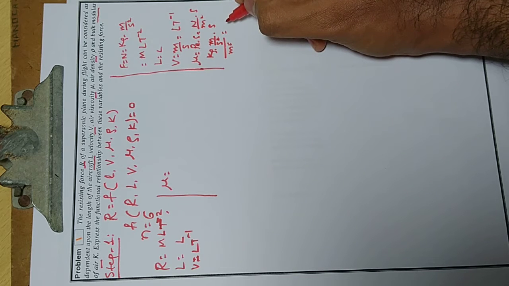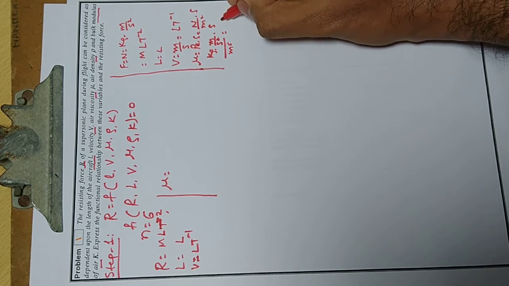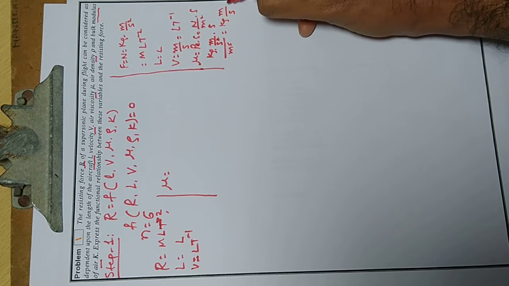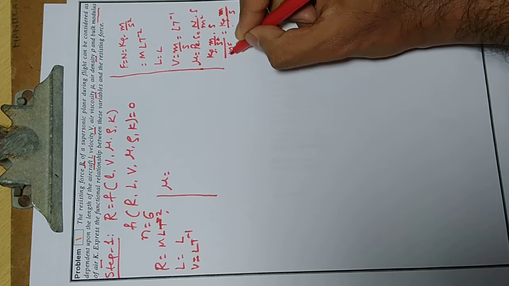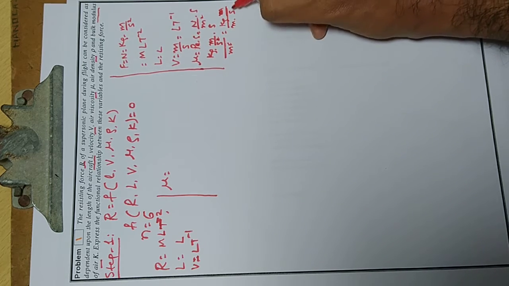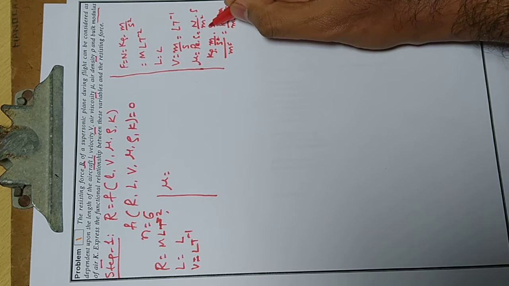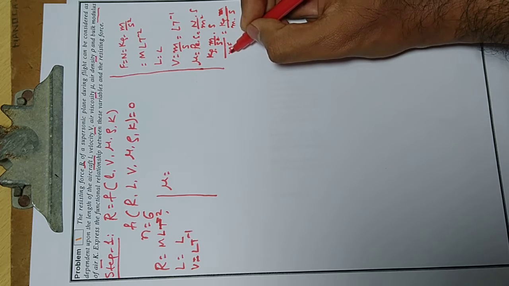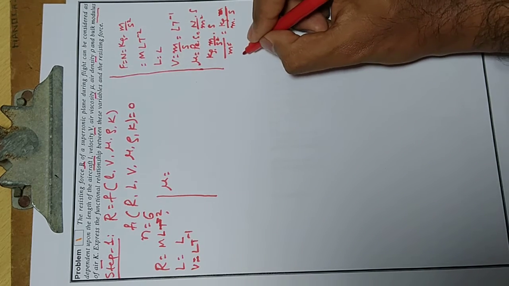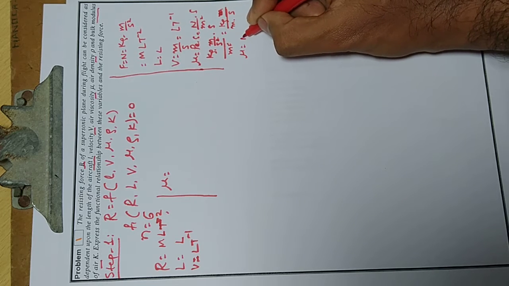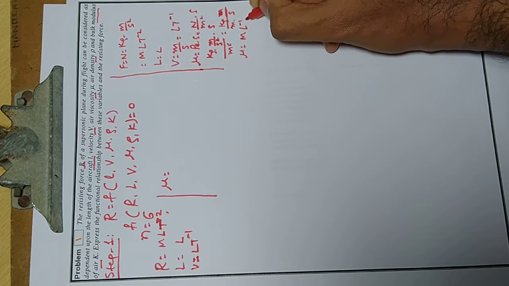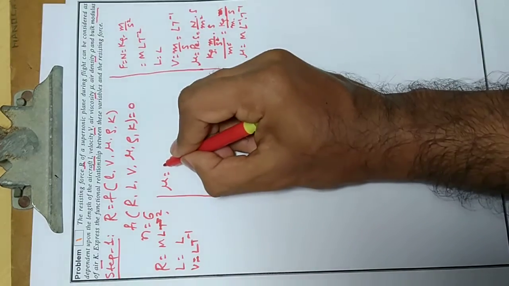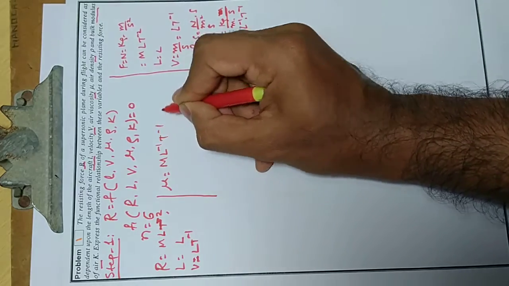The next thing we obtain is kg meter per second. One more time, meter and second are going to cancel. One meter is left in the denominator, then meter into second, so kg per meter second. So mu becomes: kg means M, meter in the denominator is L minus 1, second in the denominator taken to the numerator is T minus 1. So mu becomes M L minus 1 T minus 1.